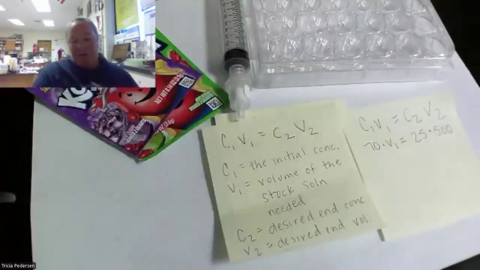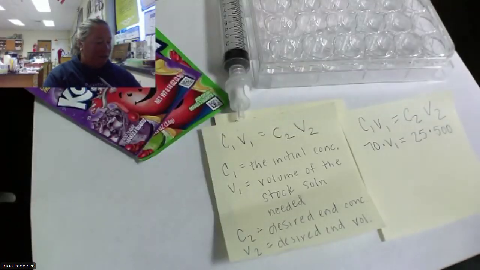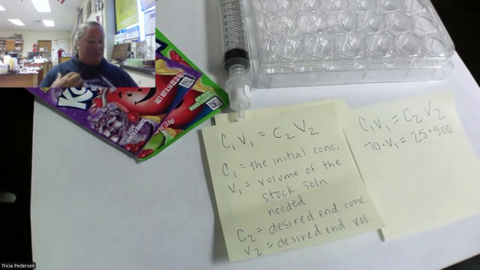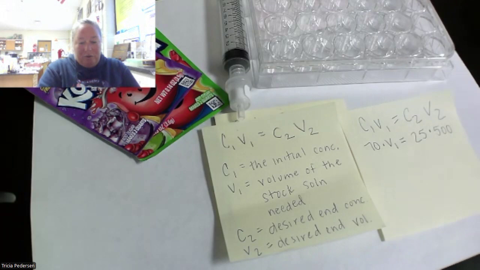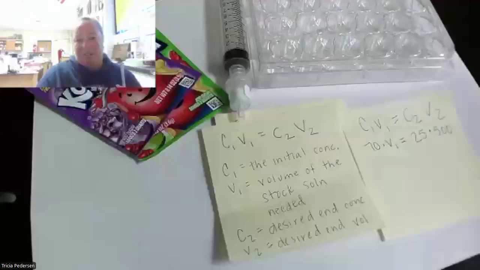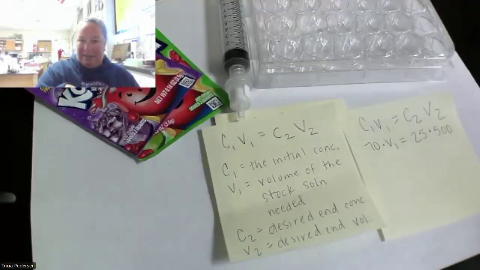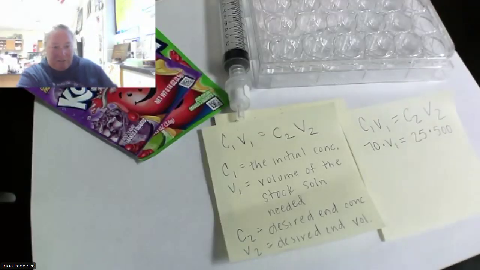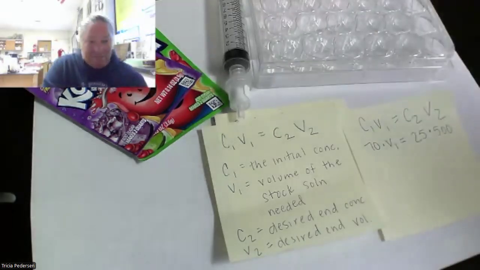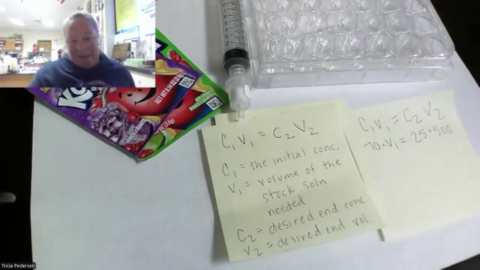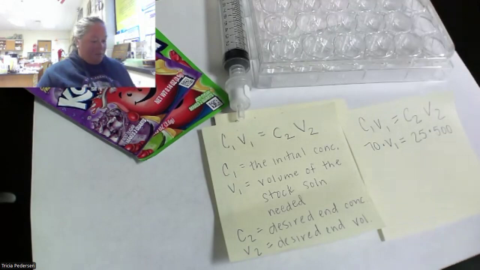And sometimes, depending on your classes, when you bring this equation up to them, if you ask them, if you have 100% of something and you want to make 50%, usually they can tell you you just need to take half of that and add water. You know what I mean? But it's not as easy as just diluting it by half: 25%, 5%.